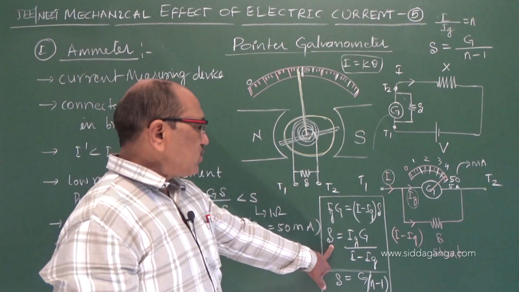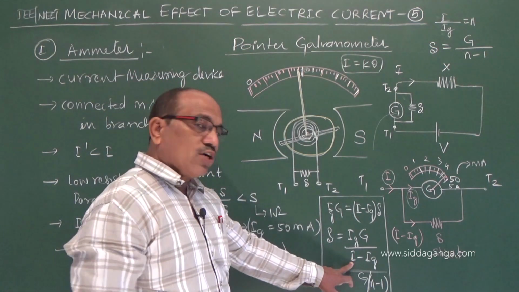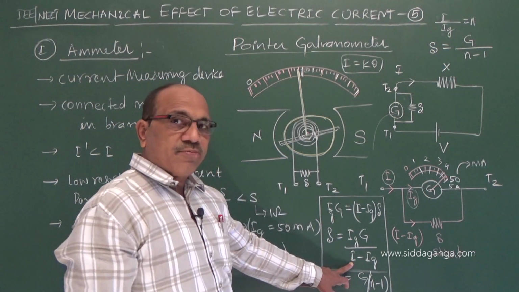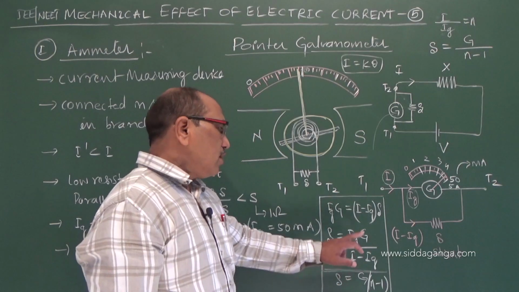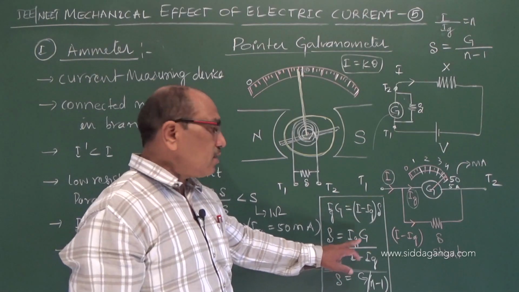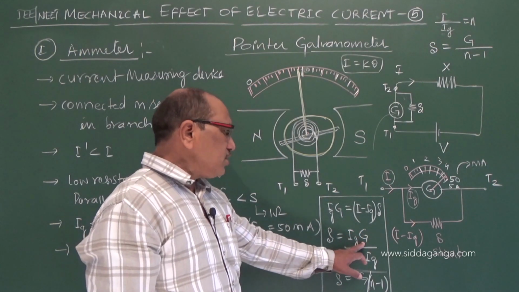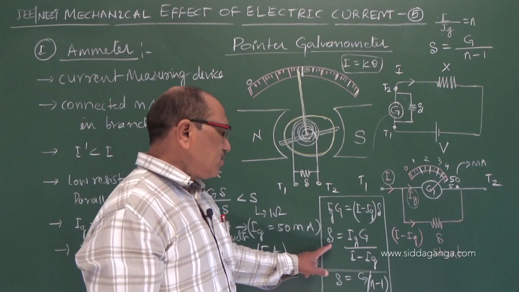What is the value of S for the given range? The range you want to convert to is I, the maximum current you want to measure. Ig is the maximum current of the galvanometer, G is the galvanometer resistance. Then you can estimate S.